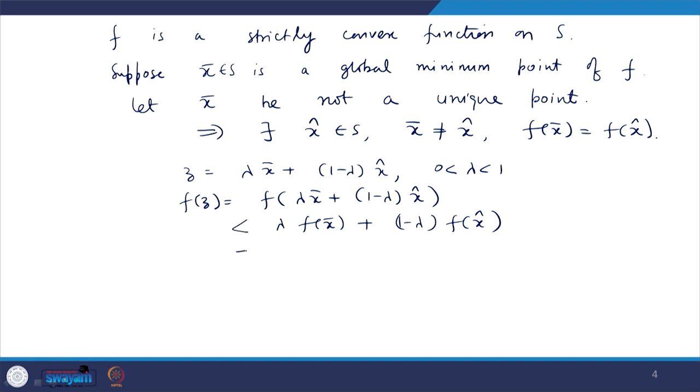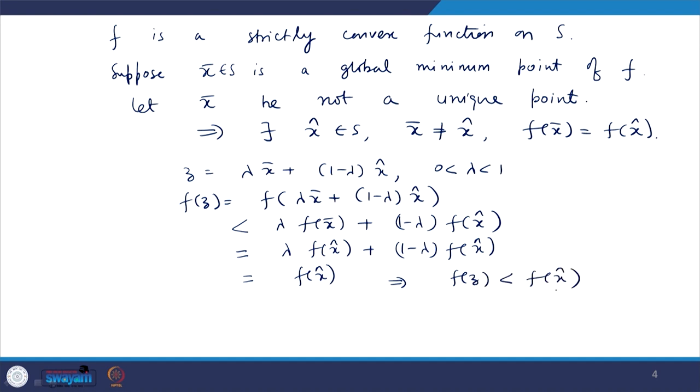So this is further equal to, because f x bar is equal to f x cap, lambda times f x cap plus 1 minus lambda times f x cap. So after simplification, we get f x cap. So this implies f z is less than f x cap. This contradicts that x cap is a global minimum point, because there is a z, and of course this z belongs to S, because S is a convex set.